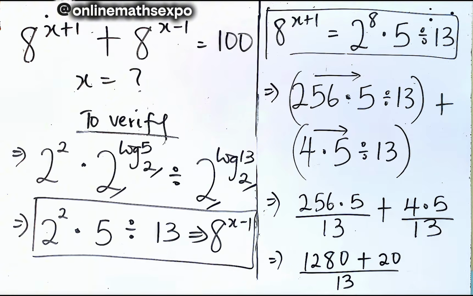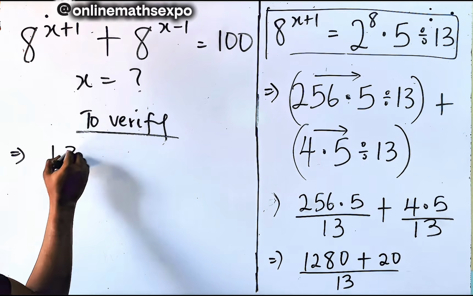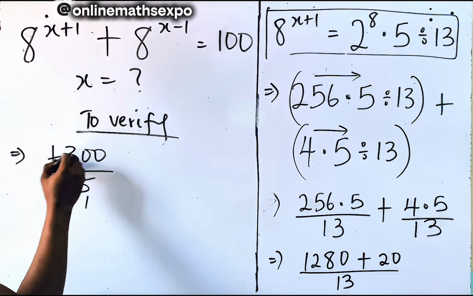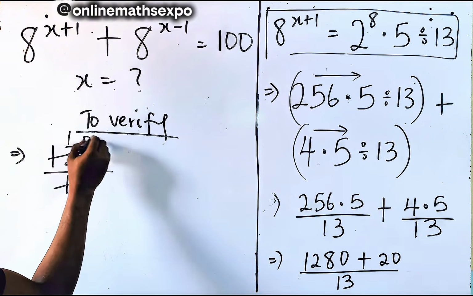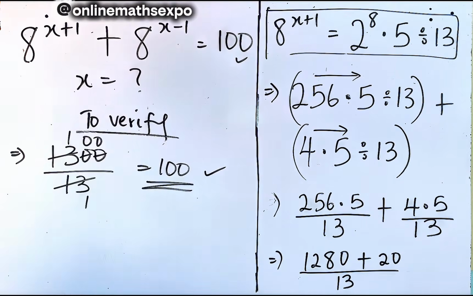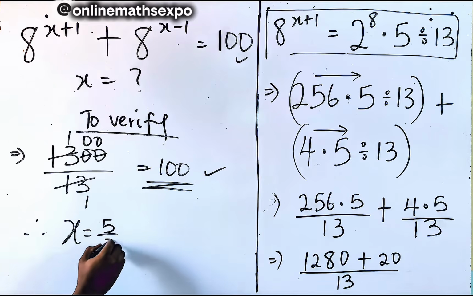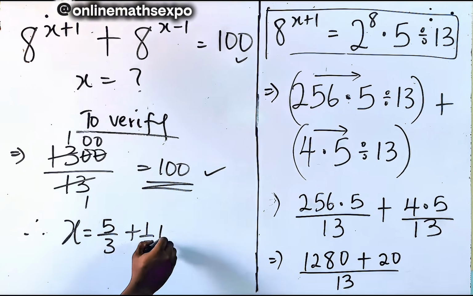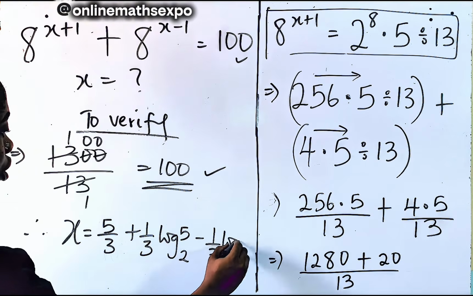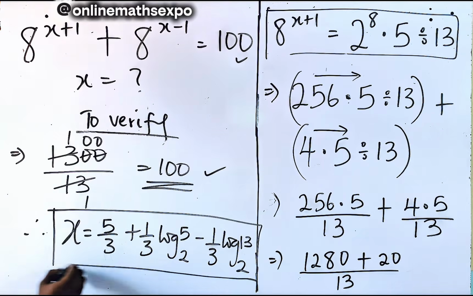Then simplify more. If you add these two together, it gives you 1,300 divided by 13. 13 here is 1, 13 here is 1. So you have 0, 0, and that gives you 100, which is what we have at the right side. So it means that the x value we got as 5 on 3 plus 1/3 of log 5 base 2 minus 1/3 of log 13 base 2 is absolutely correct.